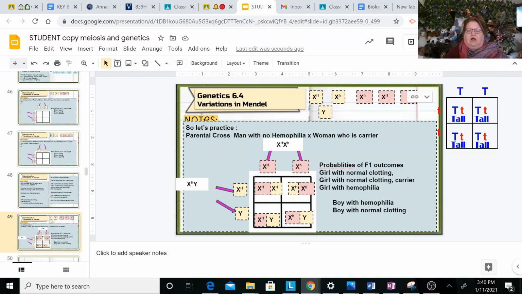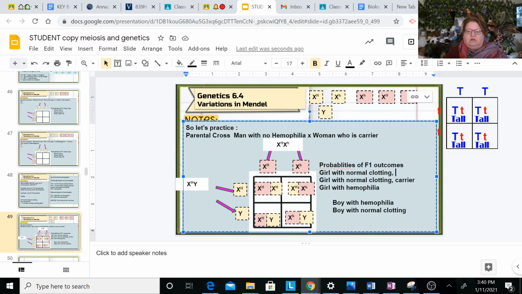We'd have how many of these girls would have normal clotting? Well, one of the daughters, X big H, well, that means she has normal clotting. So that would be one with normal, one out of. Now, here's the tricky thing. I asked for a girl with normal clotting. There's only two possible girls, so I'm going to say 1 out of 2. Girl with normal clotting, that's going to be a carrier. That's going to be 1 out of 2.